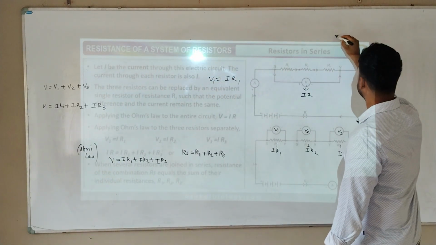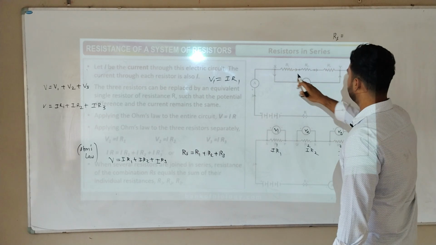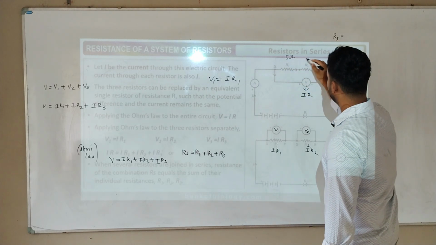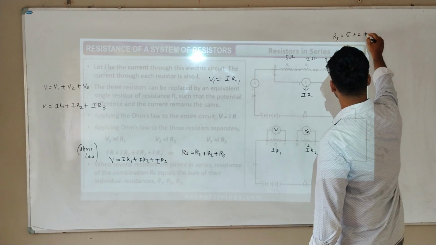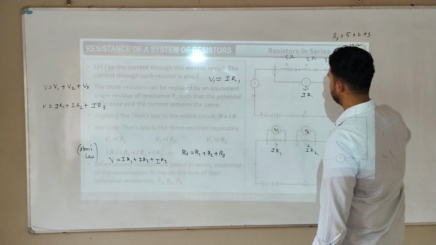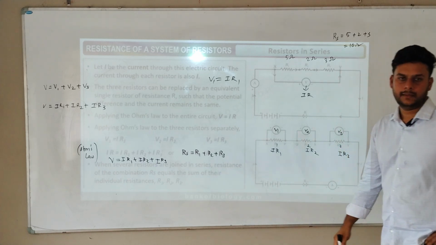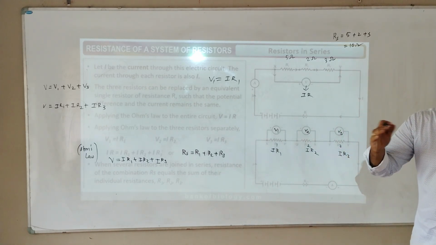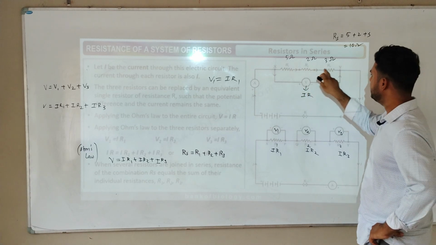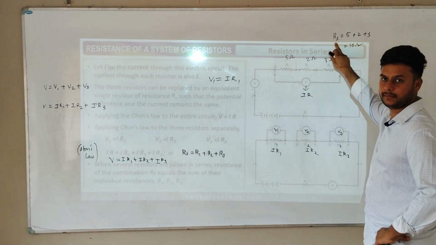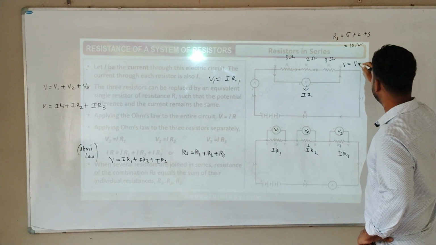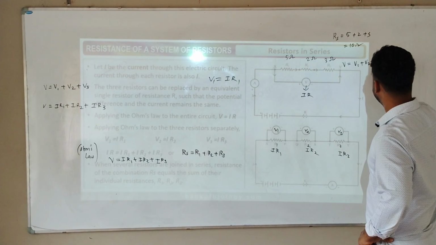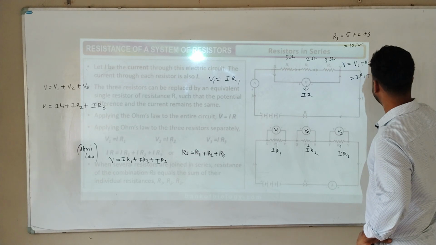RS means total resistance. Think, this is 5 ohm, 2 ohm, 3 ohm. How much is the total resistance? 10 ohm. In series, we add R1 plus R2 plus R3 is equal to RS, the total resistance. And if I take voltage, the formula goes as V1 plus V2 plus V3, where V1 means IR1, plus IR2 plus IR3.